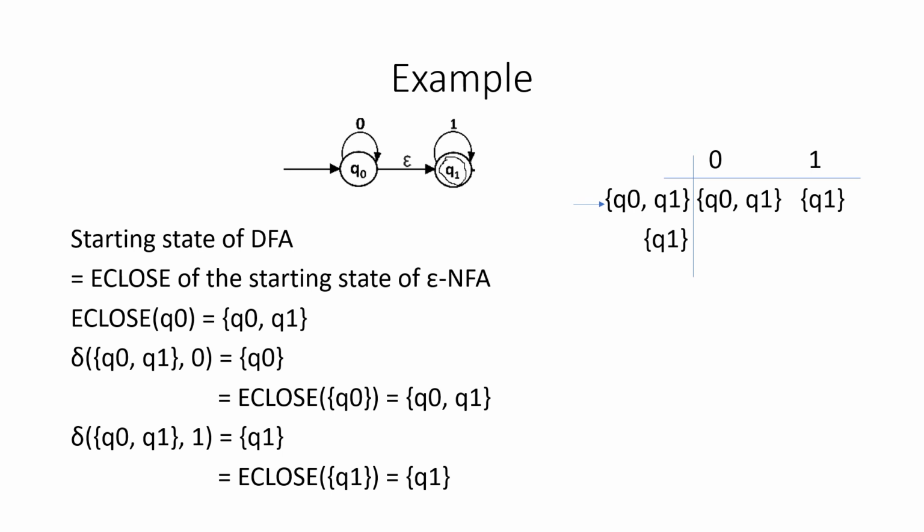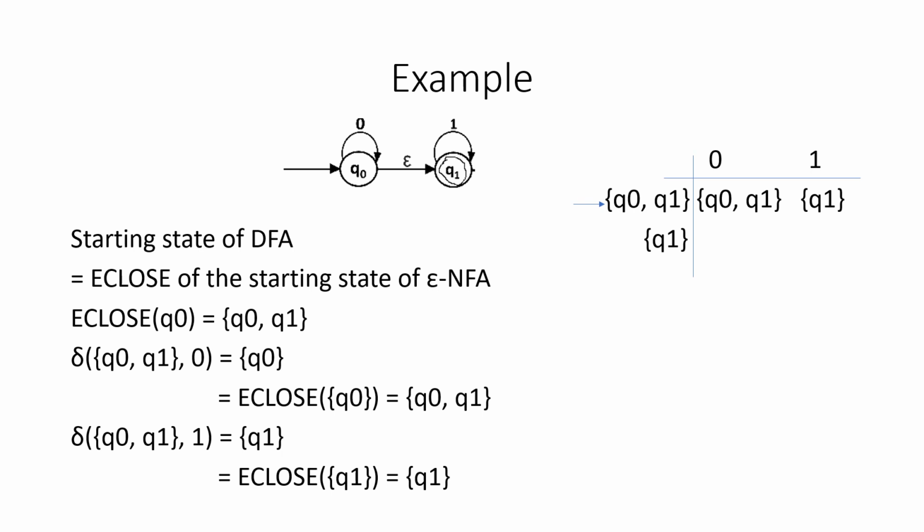This is the one extra step in which epsilon NFA to DFA conversion differs from the NFA to DFA conversion. You have to find E-close of Q0. Whatever we get as the answer, that has to be taken as the state and included here. So Q0, Q1 on 0 gives me Q0. This Q0 should not be taken as such. You have to eliminate the epsilon transition from it, so you find E-close of it. Whatever we get as the answer has to be included as the answer for the transition.